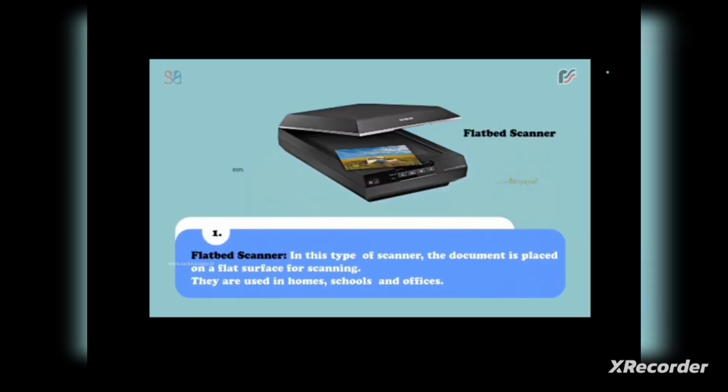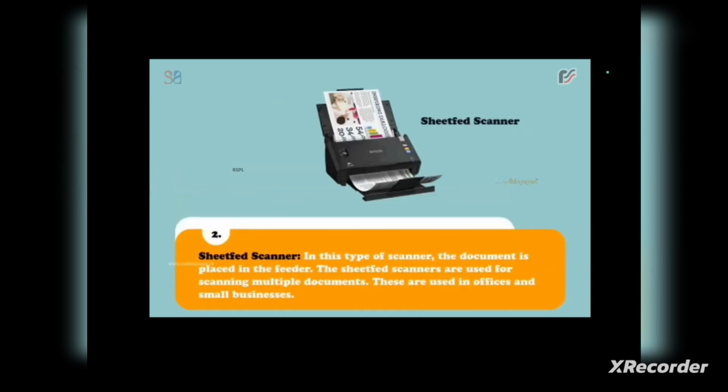Flatbed scanner. In this type of scanner, the document is placed on a flat surface for scanning. They are used in homes, schools, and offices. Sheet-fed scanner. In this type of scanner, the document is placed in the feeder. The sheet-fed scanners are used for scanning multiple documents. These are used in offices and small businesses.